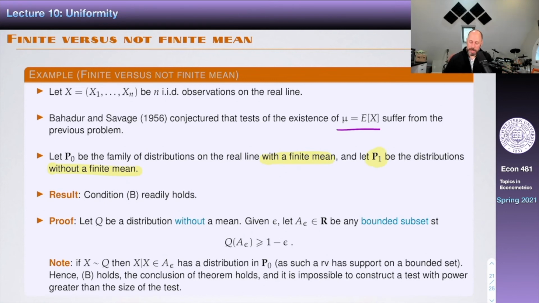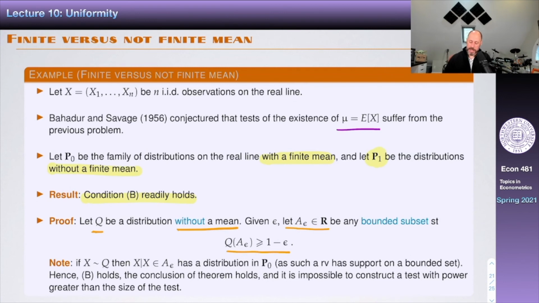Well, it turns out that condition B holds immediately. What's the proof? Well, look at this. Let Q be the distributions without a mean, right? Because Q is an alternative in this notation that we're using. Well, in the real line, just pick any subset that is a bounded subset, could be like an interval, such that under whatever distribution you pick, that subset has high probability, 1 minus epsilon. Any distribution that you have, you can find a bounded subset that is just going to satisfy this property. You just make it as large as you want, as long as you have probability 1 minus epsilon.